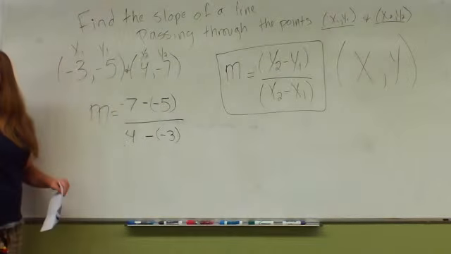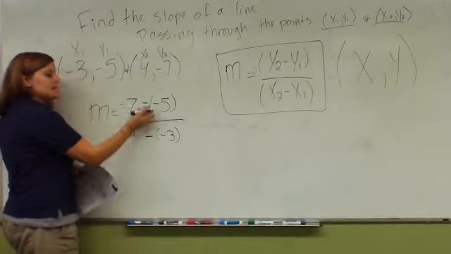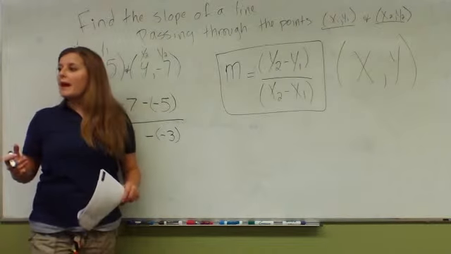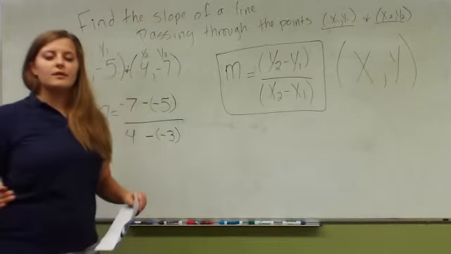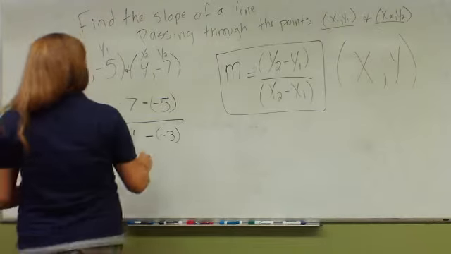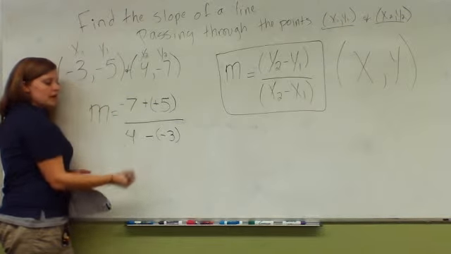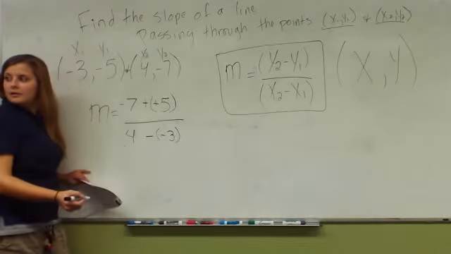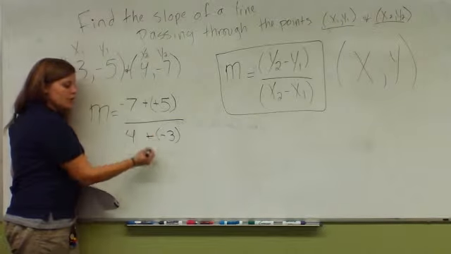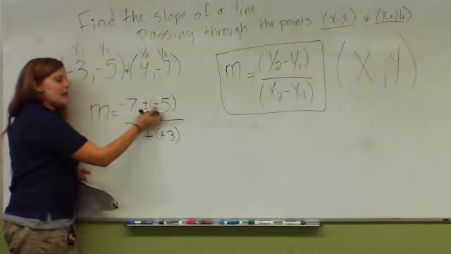Now this is where keep, change, change comes in, okay? Only because I have 2 negative signs. If I don't have 2 negative signs, then it's just normal math, right? Yep. It's just normal math. Okay. So you gotta keep, change, change. Keep, change. Negative 7 and now plus 5.